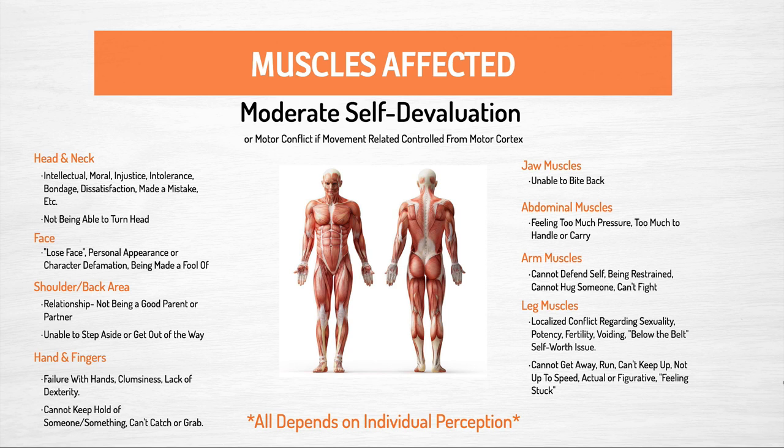And what this does is, again, during the conflict active phase, there is erosion of the muscle tissue in that region, which would make it weaker. And so this is what makes a person susceptible to a hernia. Arm muscles: can't defend yourself, being restrained, cannot hug someone you'd like to hug, can't fight or push someone away. Leg muscles are localized conflict regarding sexuality, again, below the belt type issues, or not being able to run, get away, you can't keep up, not up to speed.